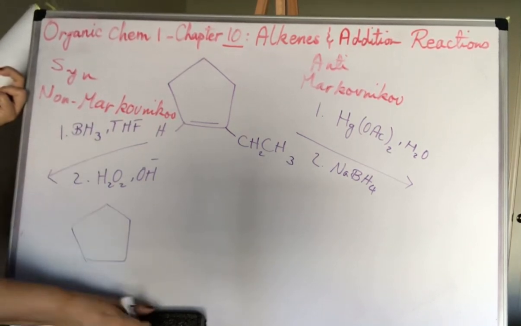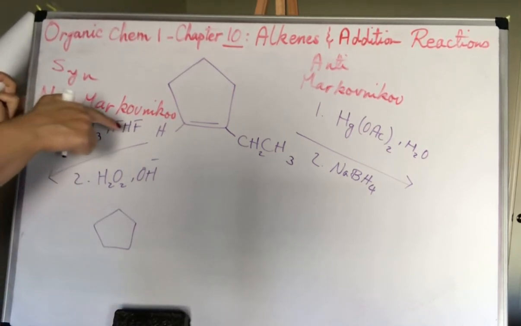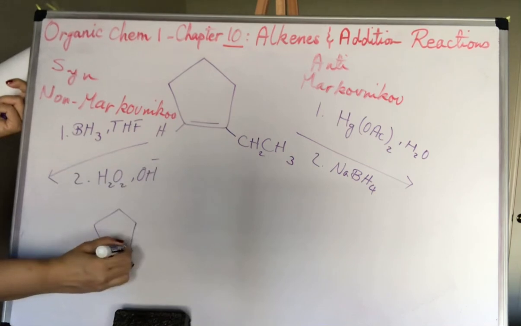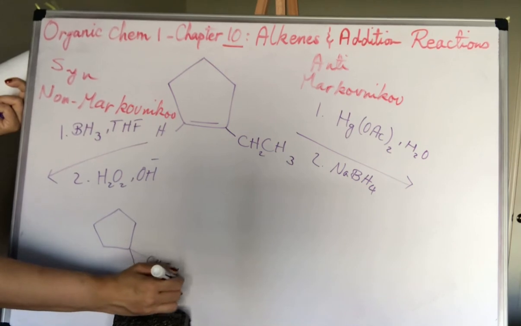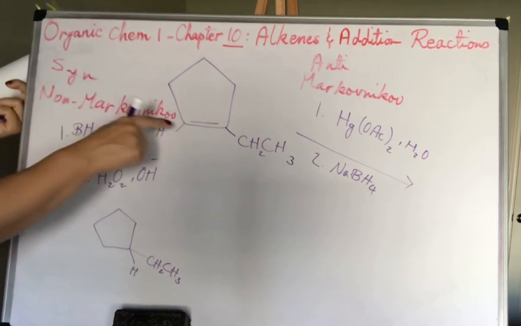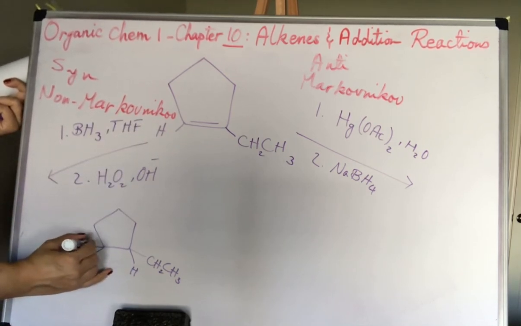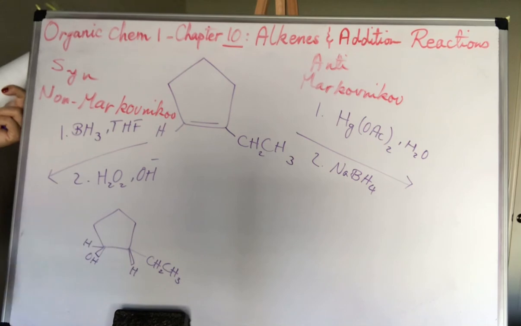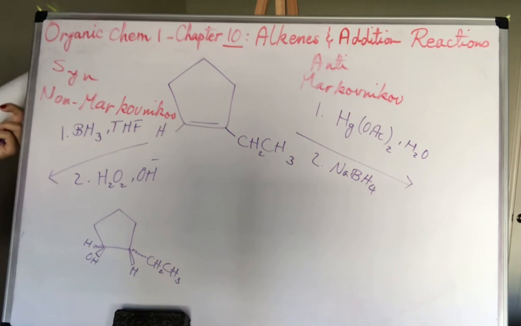Non-Markovnikov means H is going to be added to the hydrogen-poor carbon. So hydrogen will be added to this carbon. Hydrogen poor, right? This carbon has no hydrogens, but this carbon has one hydrogen, so OH will be added. Also, it is a syn addition, so both OH and H are added from the same side, so H and the ethyl group are going to be on the other side. So this is the meaning of syn and non-Markovnikov.